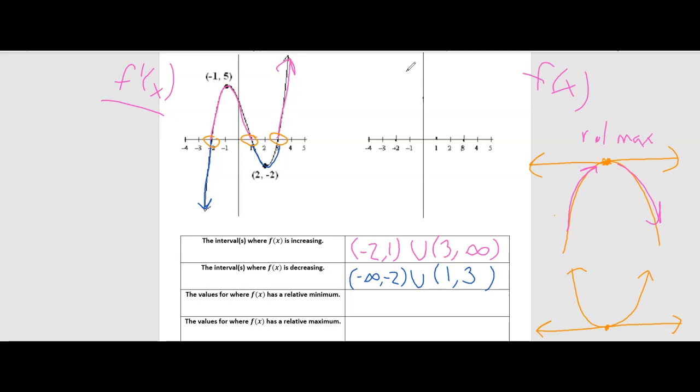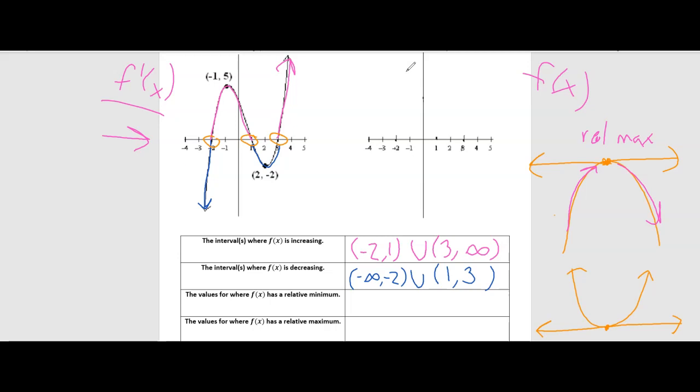Now, what does that mean the derivative must be doing? Well, if the original function must be increasing and then decreasing, our derivative must be going from positive to negative. So let's come over here to our f prime graph. At which of those orange circles that I used to circle the zeros, at which of those zeros is the derivative going from positive to negative?